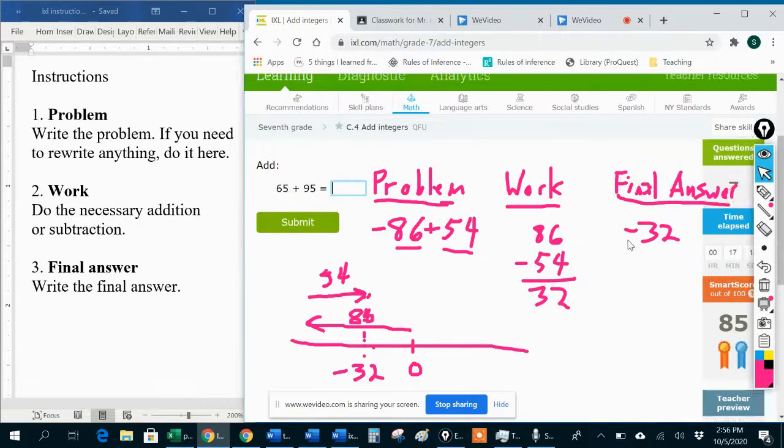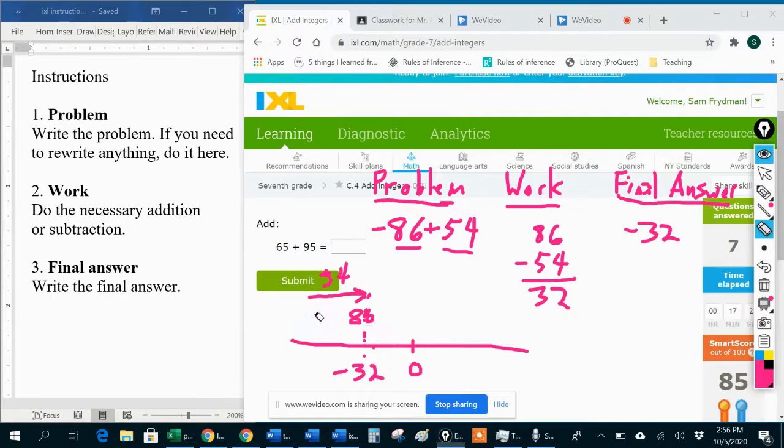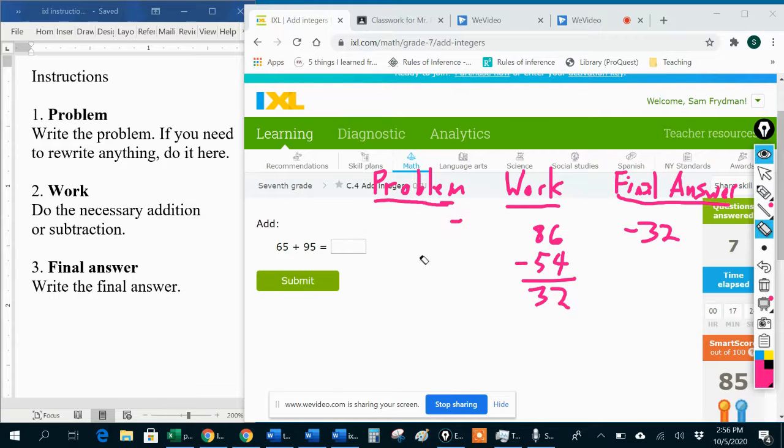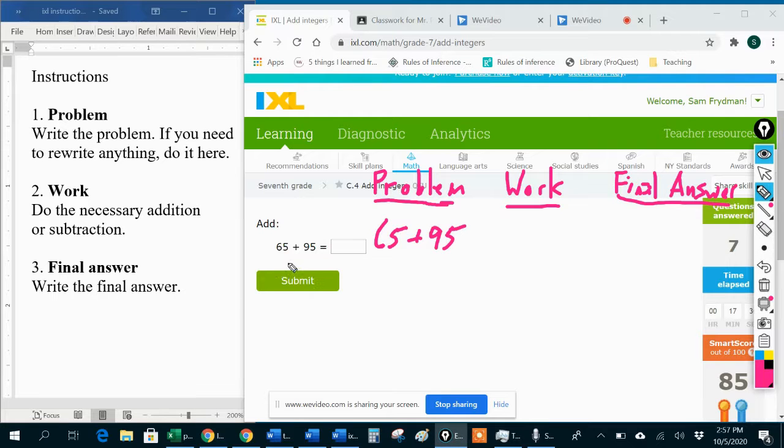All right. Actually, you know what? Let's do this one. Here, the problem is 65 plus 95. Now, whoops, what's the work that we should do over here?